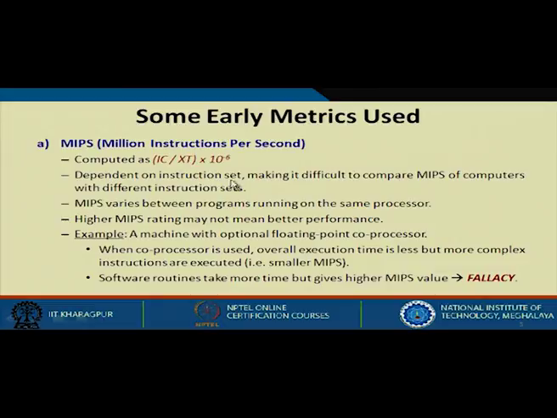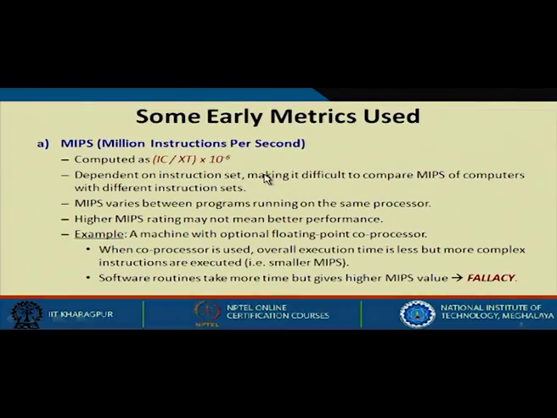This is dependent on the instruction set, which makes it difficult to compare the MIPS of various computers with different instruction sets. Different computers will have different instruction sets and different kinds of architectures, so how can we say that this is a metric that can be used to evaluate all of them? So, this becomes difficult, as this is dependent on the instruction set, because the instruction set cannot be the same for two computers.